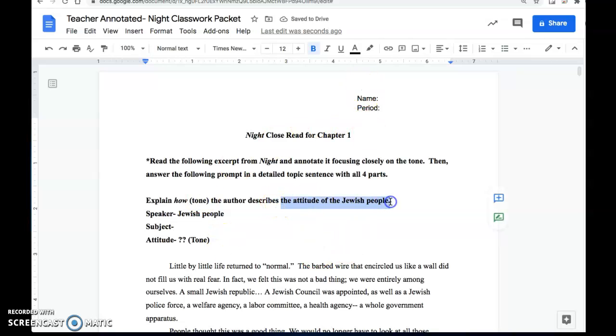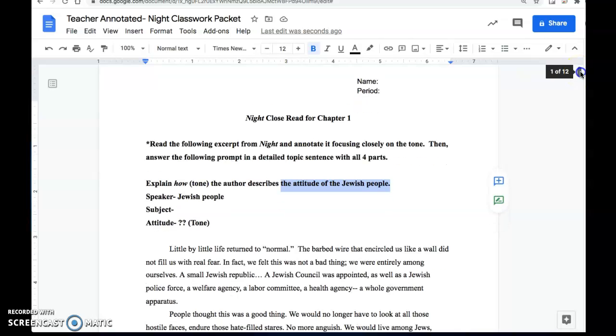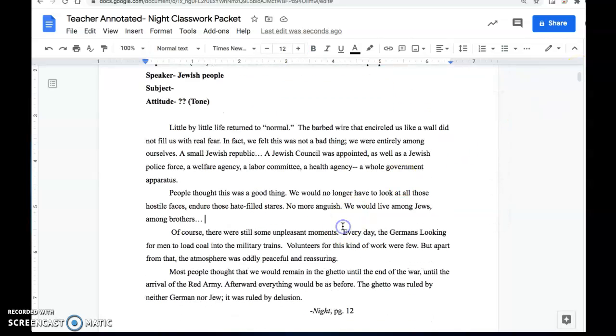So the attitude of the Jewish people towards what? What could they be taking a stance on, right? What subject could they have an opinion on? And because we didn't read the first 12 pages in class, we're going to find the subject after we annotate. So keep in mind we're looking for the subject and the tone. So I'm going to read this through once, and then we're going to annotate it together.